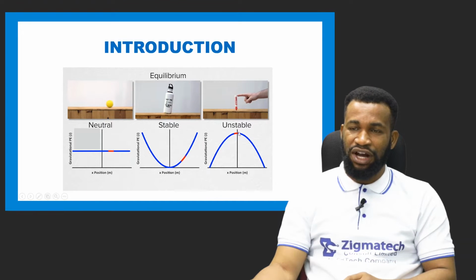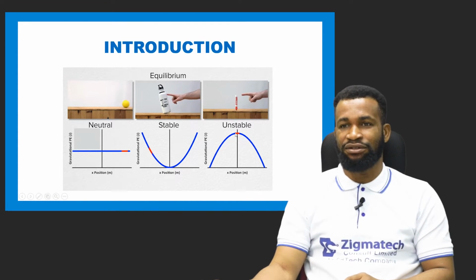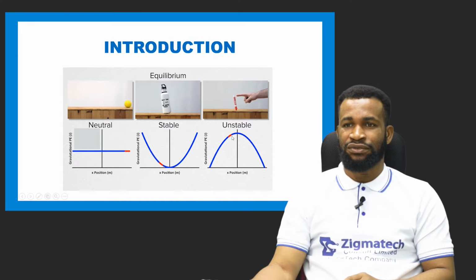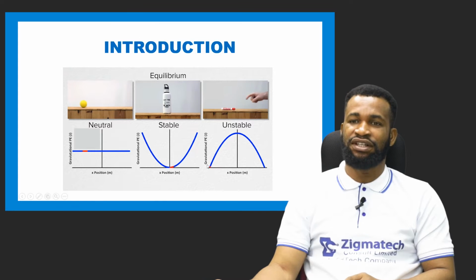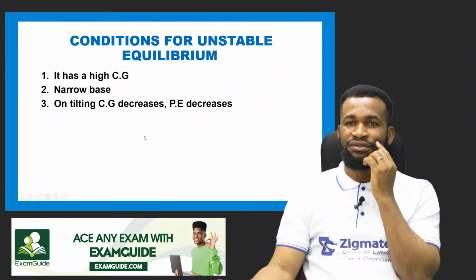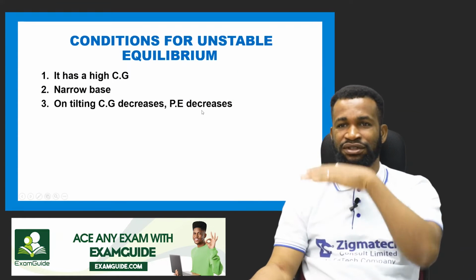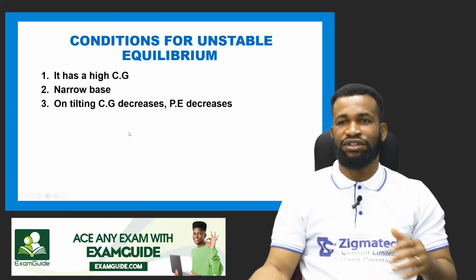So when you tilt it, what happens? The center of gravity will reduce and falls down to zero. All right? So that is it. From that red, look at that red dot. That red, can you see it? It falls down here. So that means the center of gravity decreases, and the potential difference also decreases, and the height decreases.